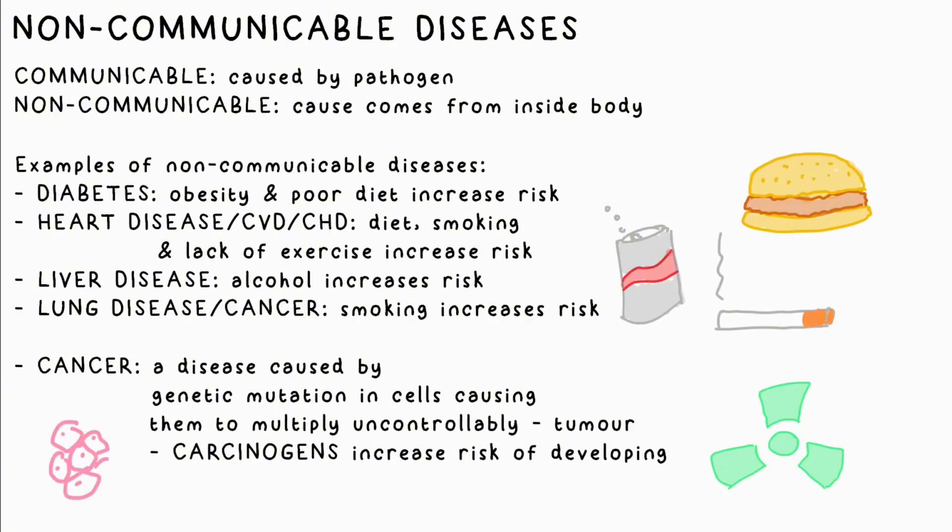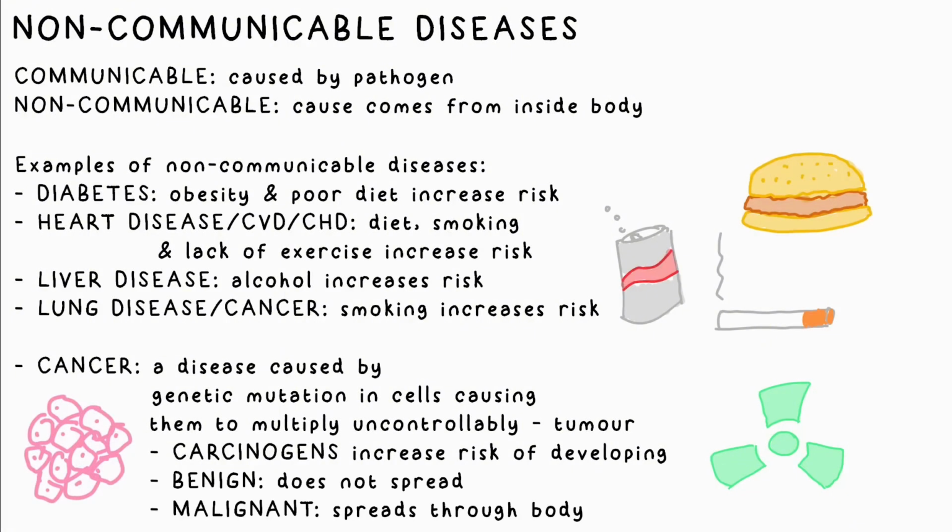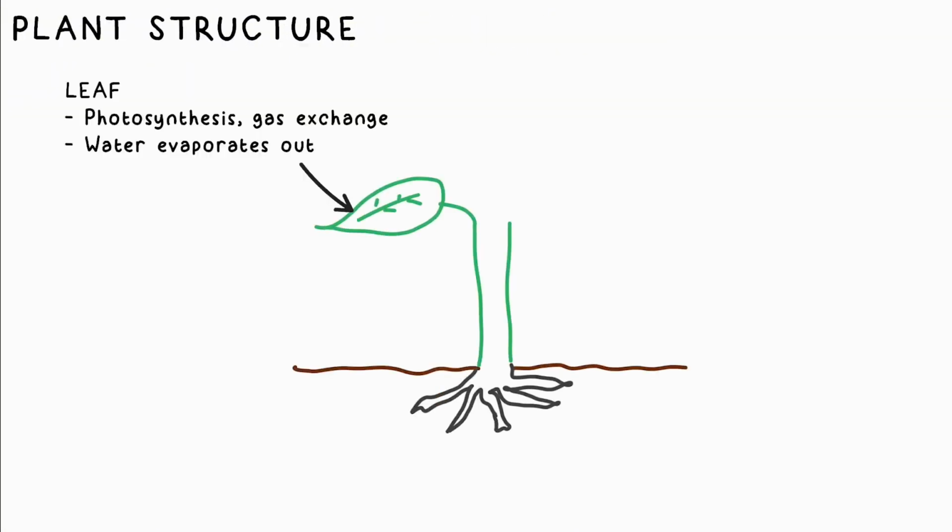Cancer is a result of damaged cells dividing uncontrollably, leading to tumours. Benign cancers don't spread through the body and they're relatively easy to treat. However, malignant cancers are when these cancerous cells spread through your body, much worse. Plants also have organs. Leaves are where photosynthesis takes place, producing food for the plant.